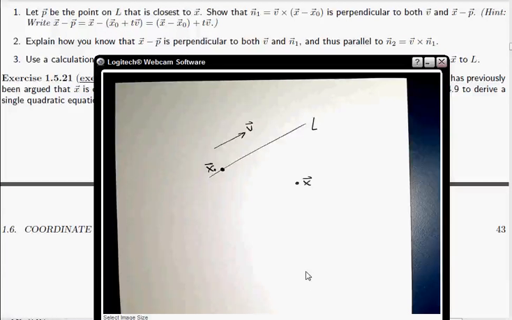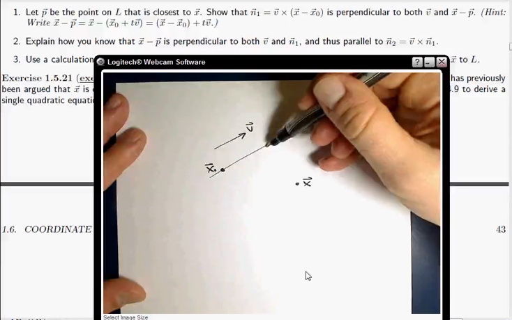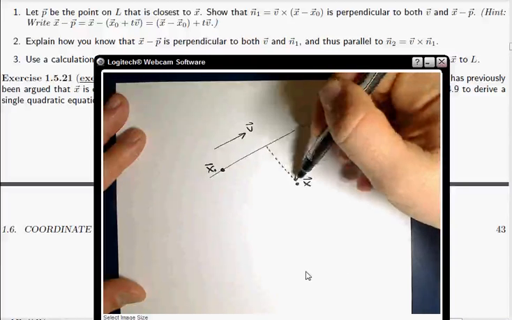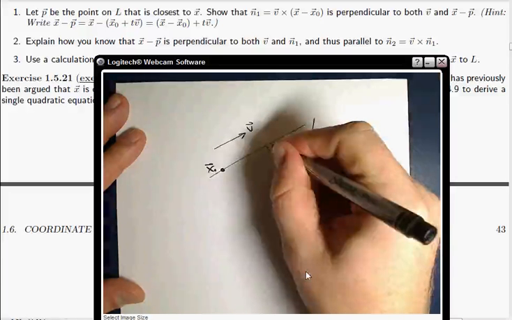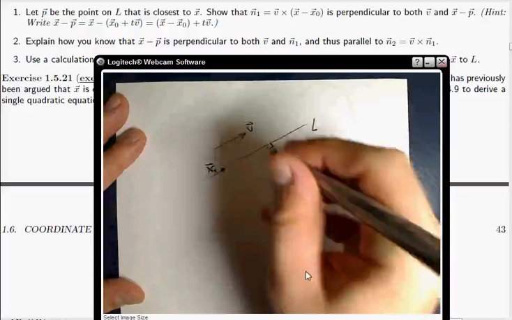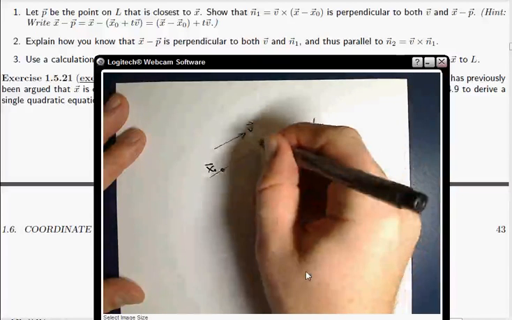Okay, so let P be the point on L that is closest to X. All right, so there's going to be some point over here. And, of course, this is going to be perpendicular if that's the closest point. And that's our point P.